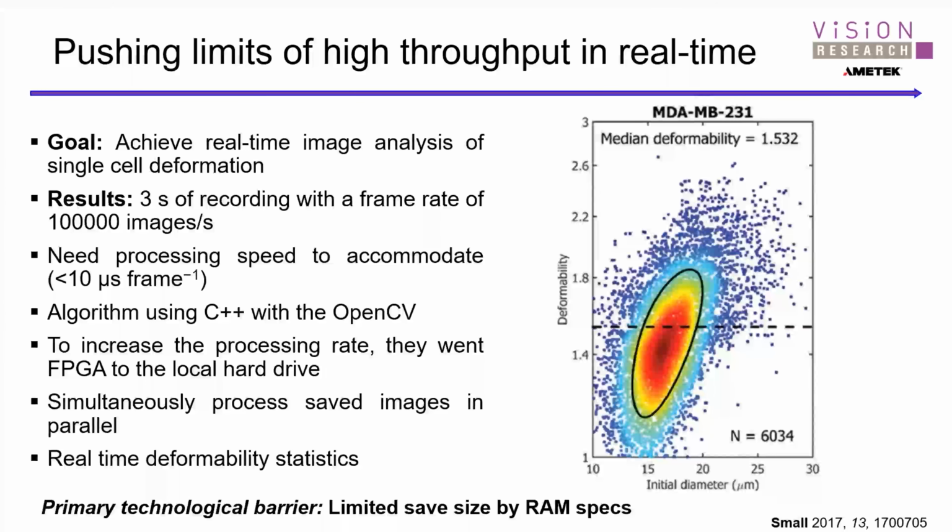But one of the bottlenecks that came of this is the fact that commercial high-speed cameras generally need to save the data locally to a RAM buffer before they can be processed. And that's just an inherent limitation of high-speed cameras.